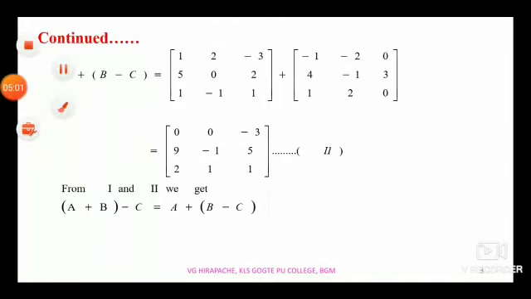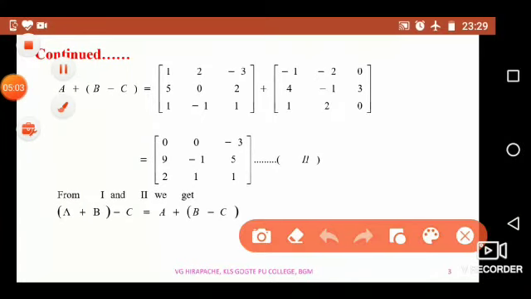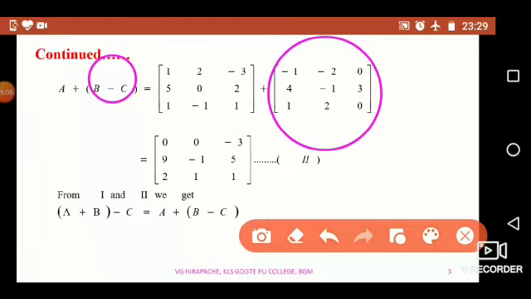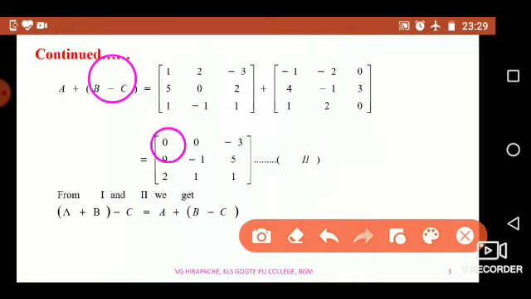As per the previous slide, we already found what is B minus C. B minus C is a matrix containing the elements -1, -2, 0 in the first row and 4, -1, 3 in the second row. We add the corresponding elements of the matrix A, which contains 1, 2, -3, 5, 0, 2, 1, -1, 1. We get a new matrix containing the elements 0, 0, -3 in the first row by adding the corresponding elements of both the matrices.